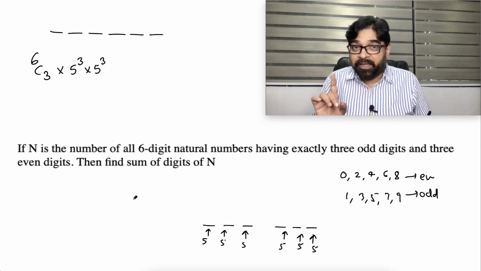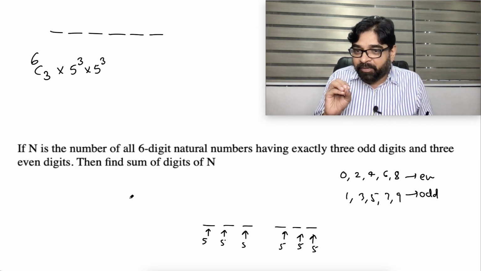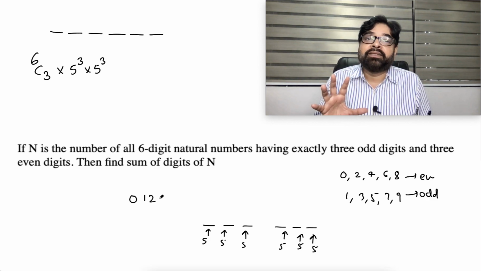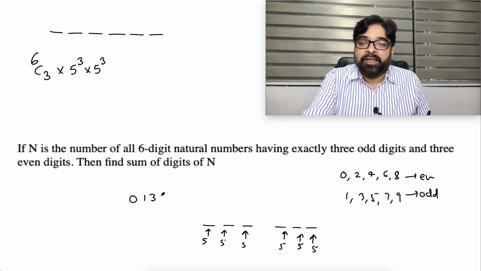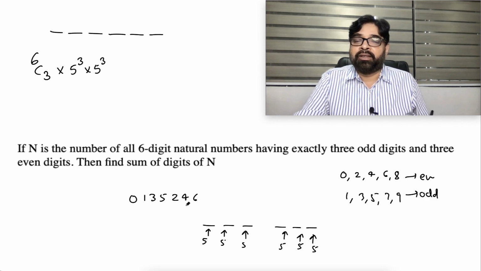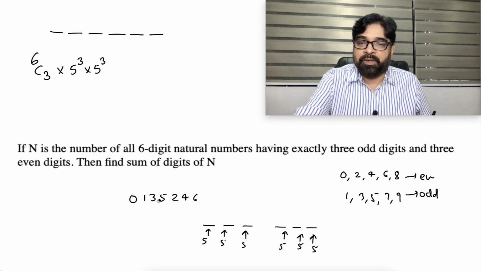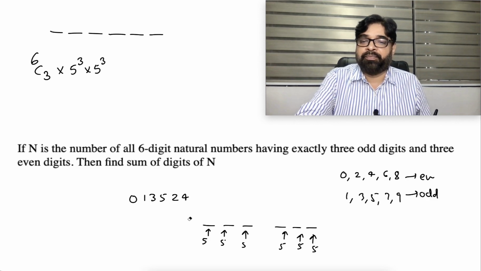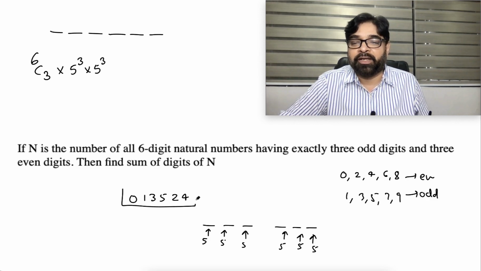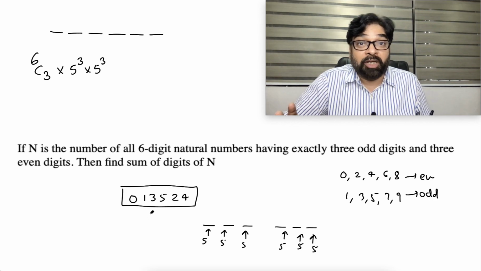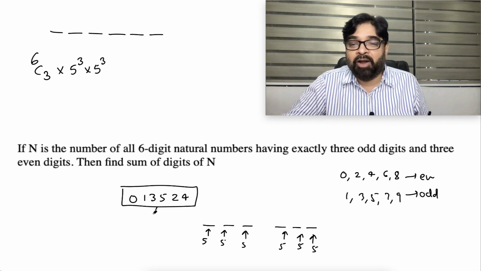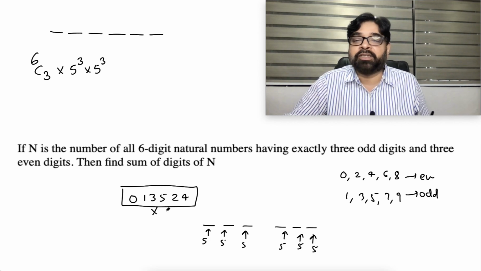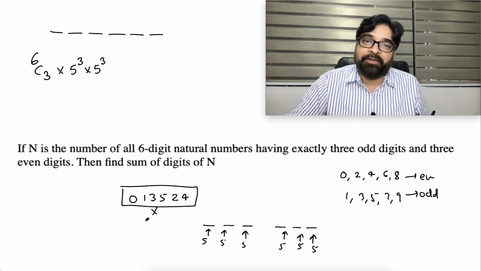But there is a catch here. This kind of number also I included, like 0, 2, 4. This kind of number also I included, because I did not bother about the first place. But this is wrong. This kind of number should not be there, because this is not a 6-digit number. This is a 5-digit number.